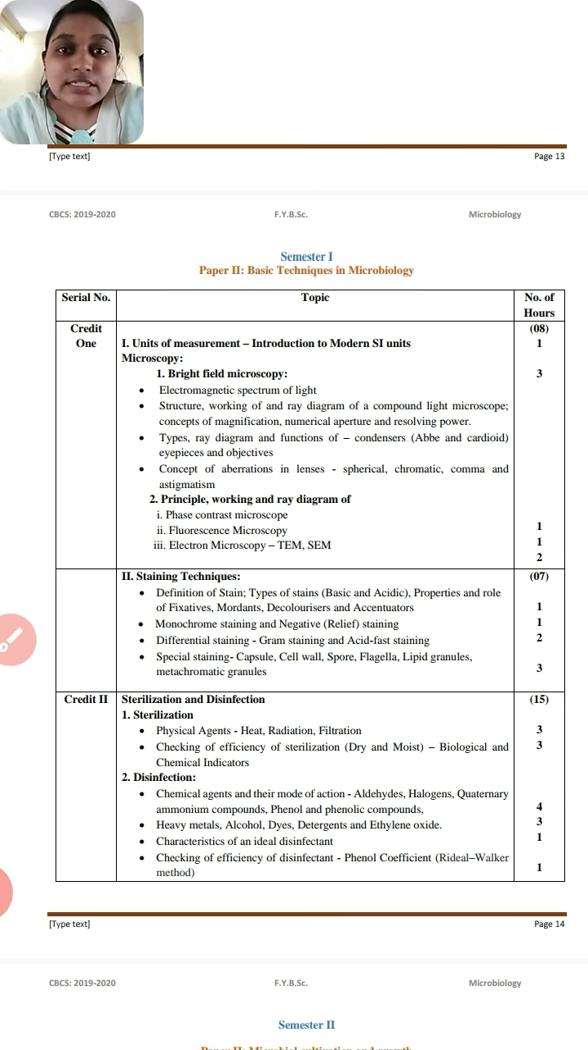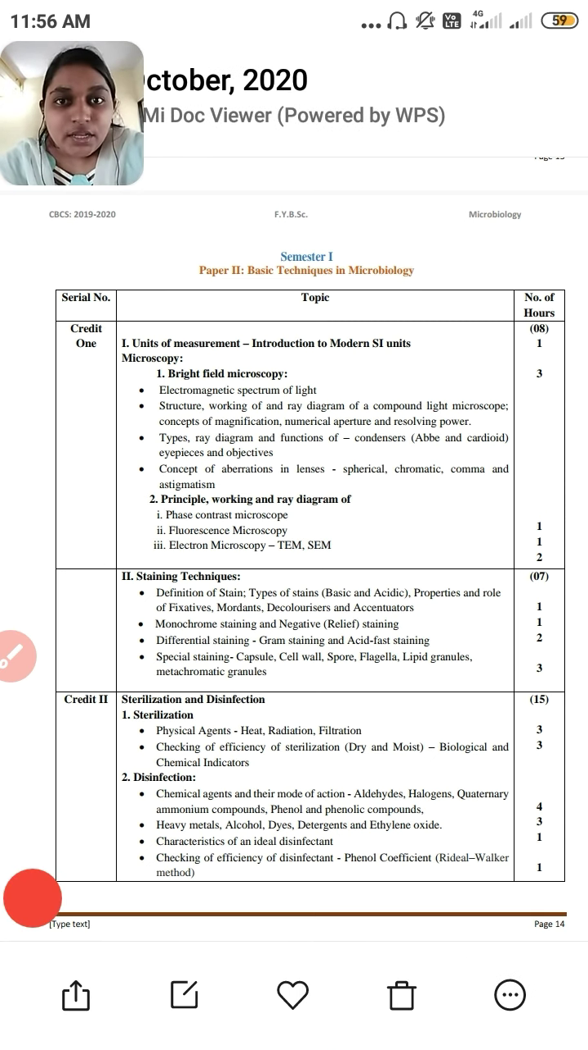them hold the stain for a long time, sorry, so whichever acid fast microorganisms are there, they will hold the stain for a longer time, while the non acid fast bacteria or cells will not be able to hold that stain. So they are called non acid fast bacteria. To distinguish all these, we use the acid fast staining.